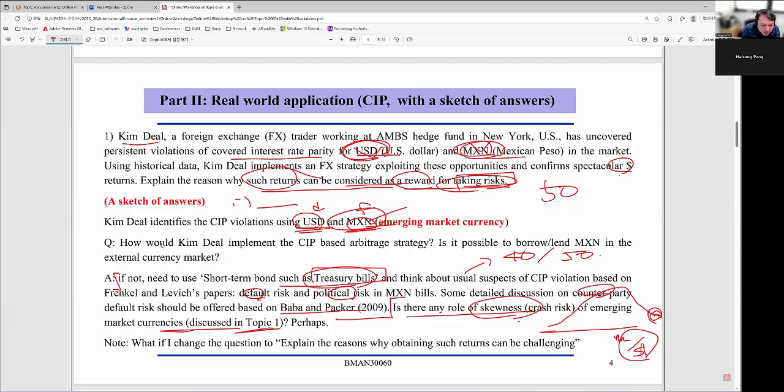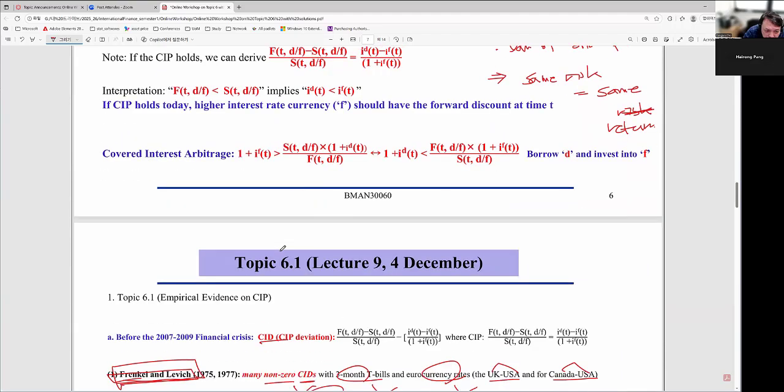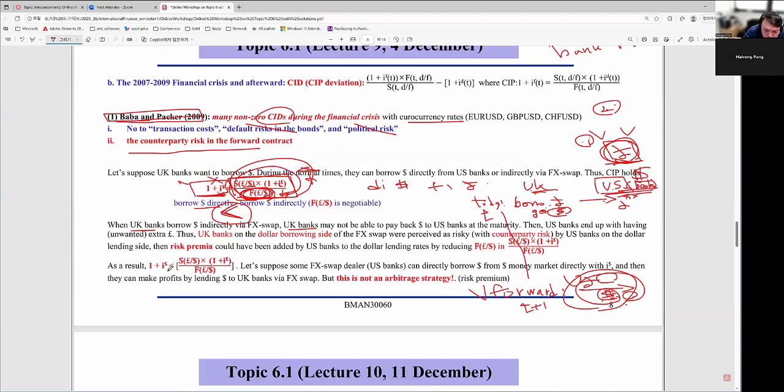Why could that be a risky thing? Well, if you expect crash risk for the Mexican peso, here you are exploiting CIP violations, so you are removing FX risk. So you may think we don't have to worry about this kind of thing. However, if there's a chance of crash risk, that may increase the chance for counterparty default risk.